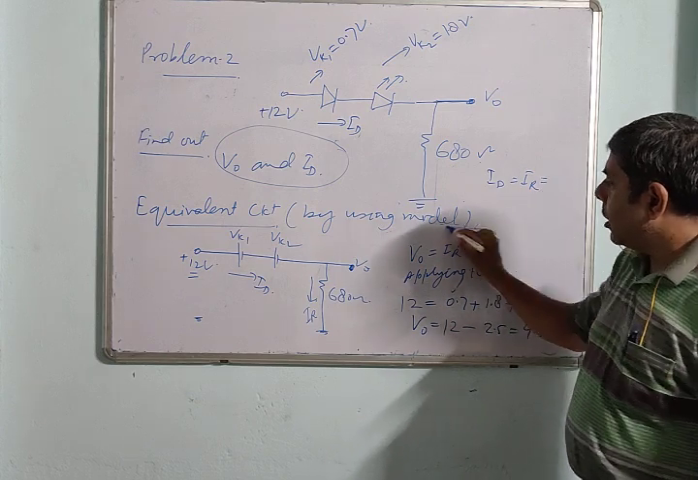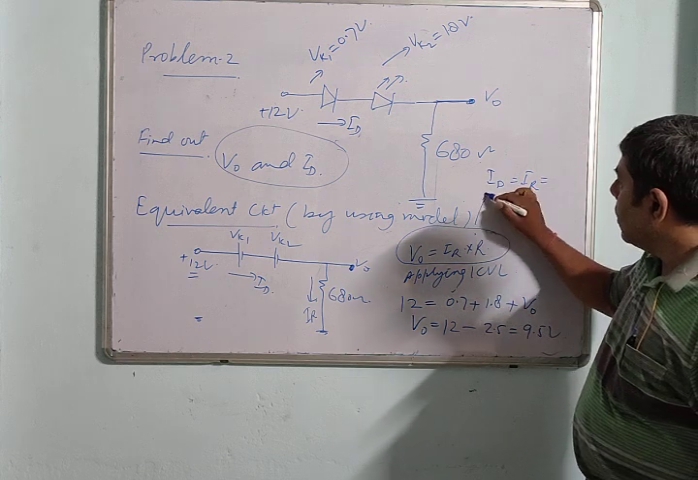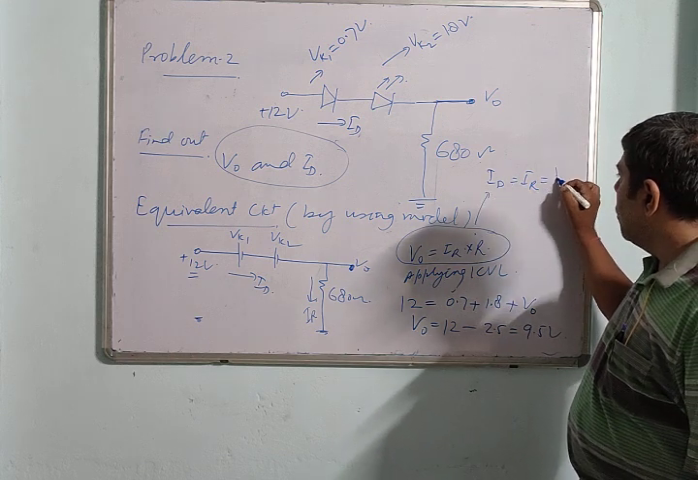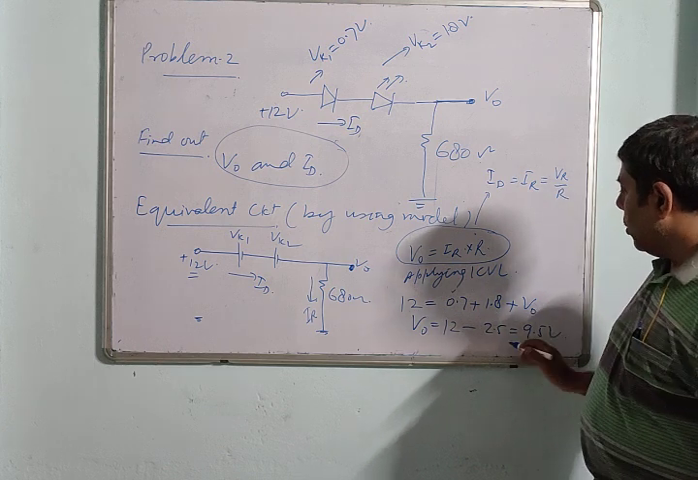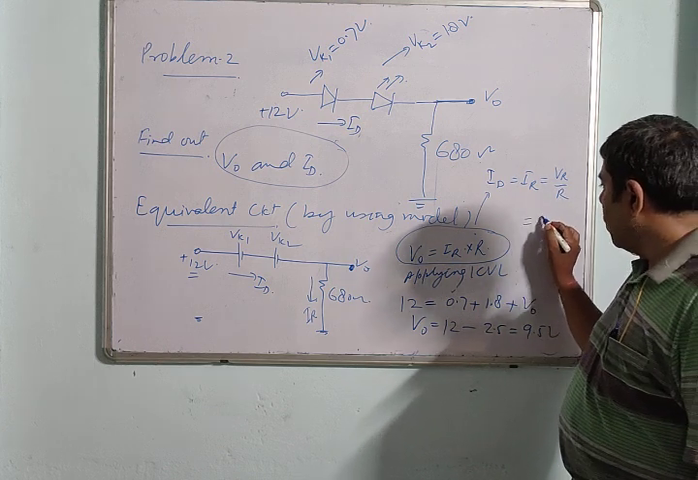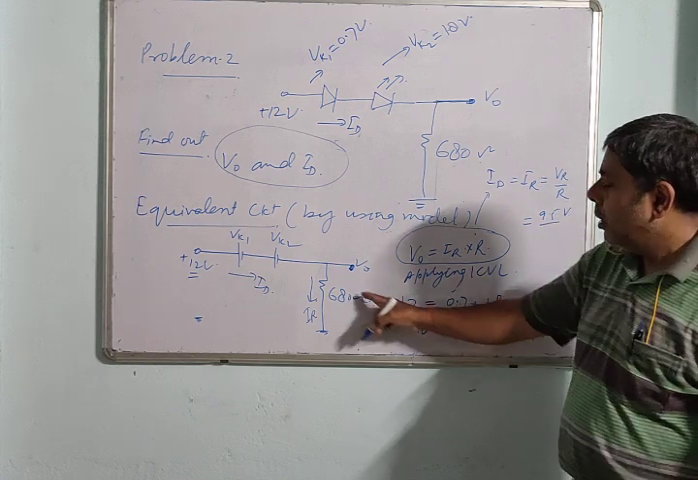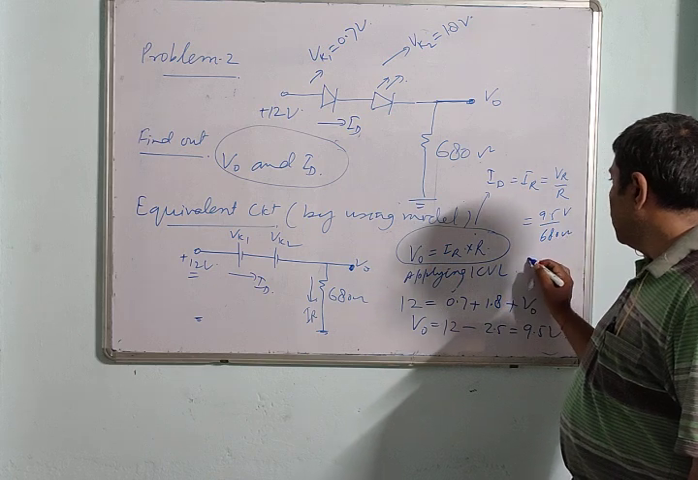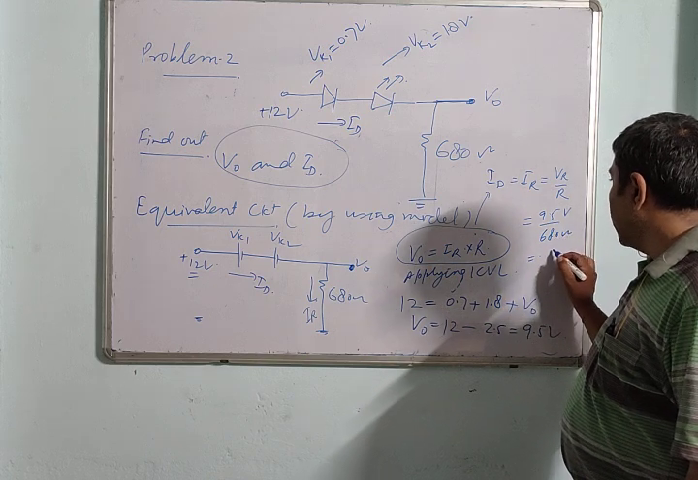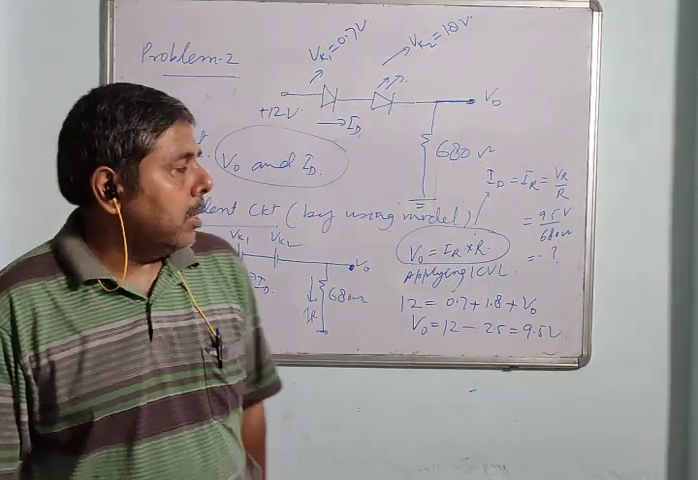And from this expression, you can calculate this current. What is current? Voltage upon resistance. So you can find out 9.5, this is in volts, and this is 680 ohm. So from here you can calculate this current. Okay. So this is the method.